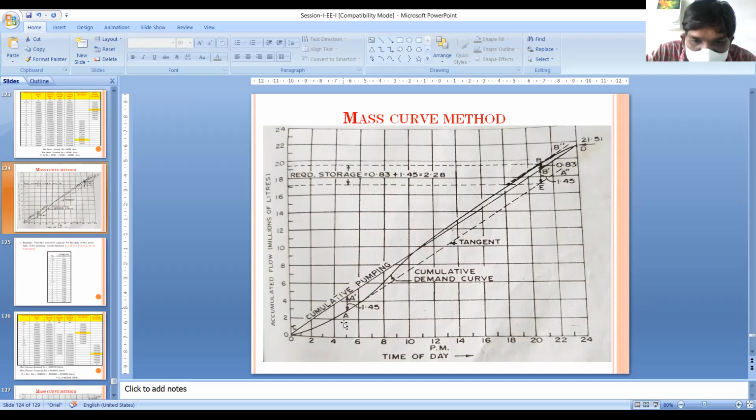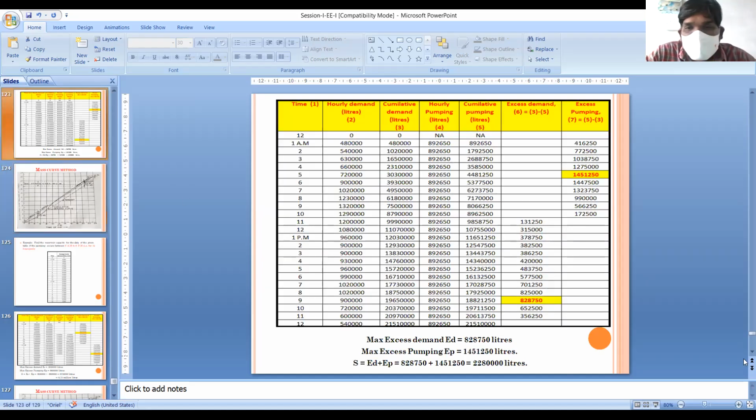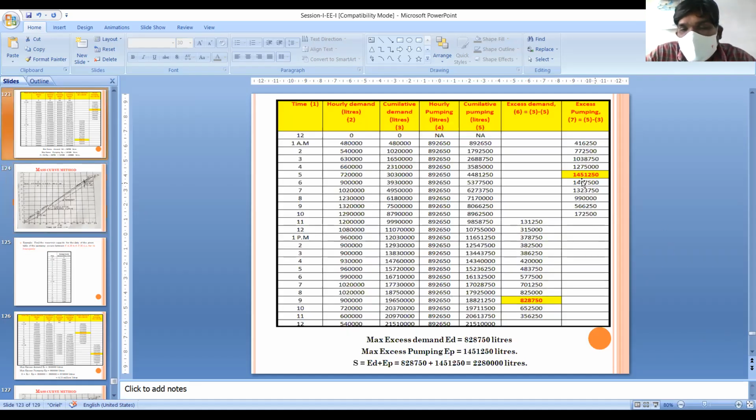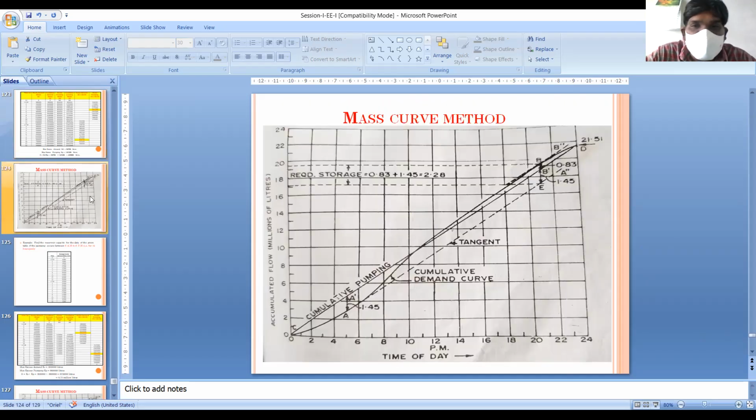That means the excessive pumping is 1.45 plus the excessive demand 0.83. As it is in liters, when we are converting 8,27,250 to million liters, we get 0.83. Whereas the same, when we convert 14,51,250 into million liters, is 1.45. The required capacity is 2.28 in the graphical method.